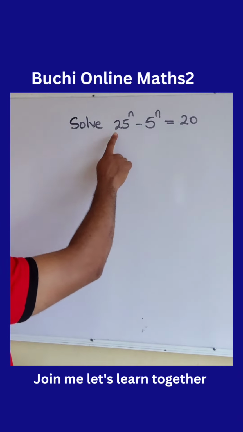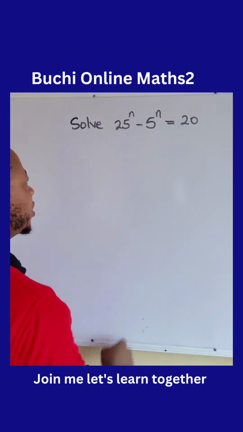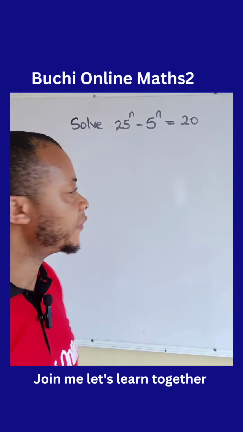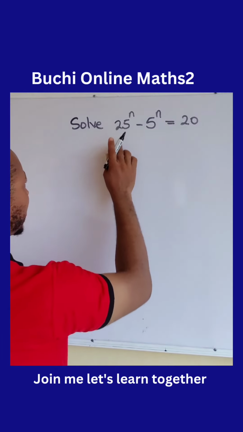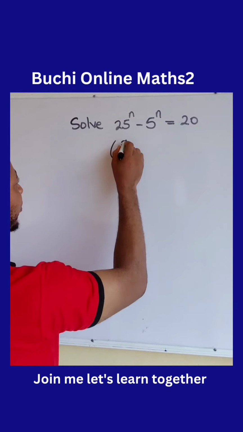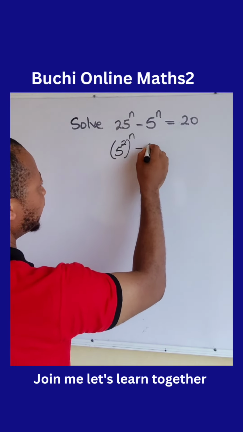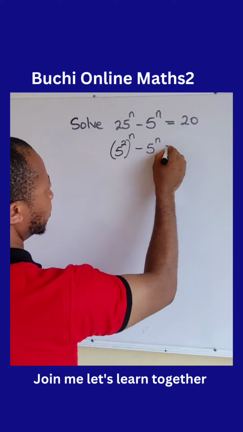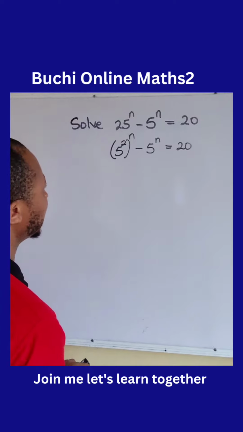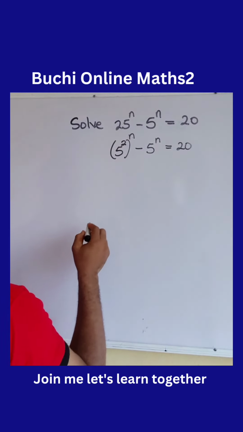If we have 25 raised to power n minus 5 raised to power n equals 20, we are going to find the value of n. To solve this, 25 is the same as 5 raised to power 2, in brackets, raised to power n, minus 5 raised to power n equals 20. Having done this, we can use these two to multiply the power n.